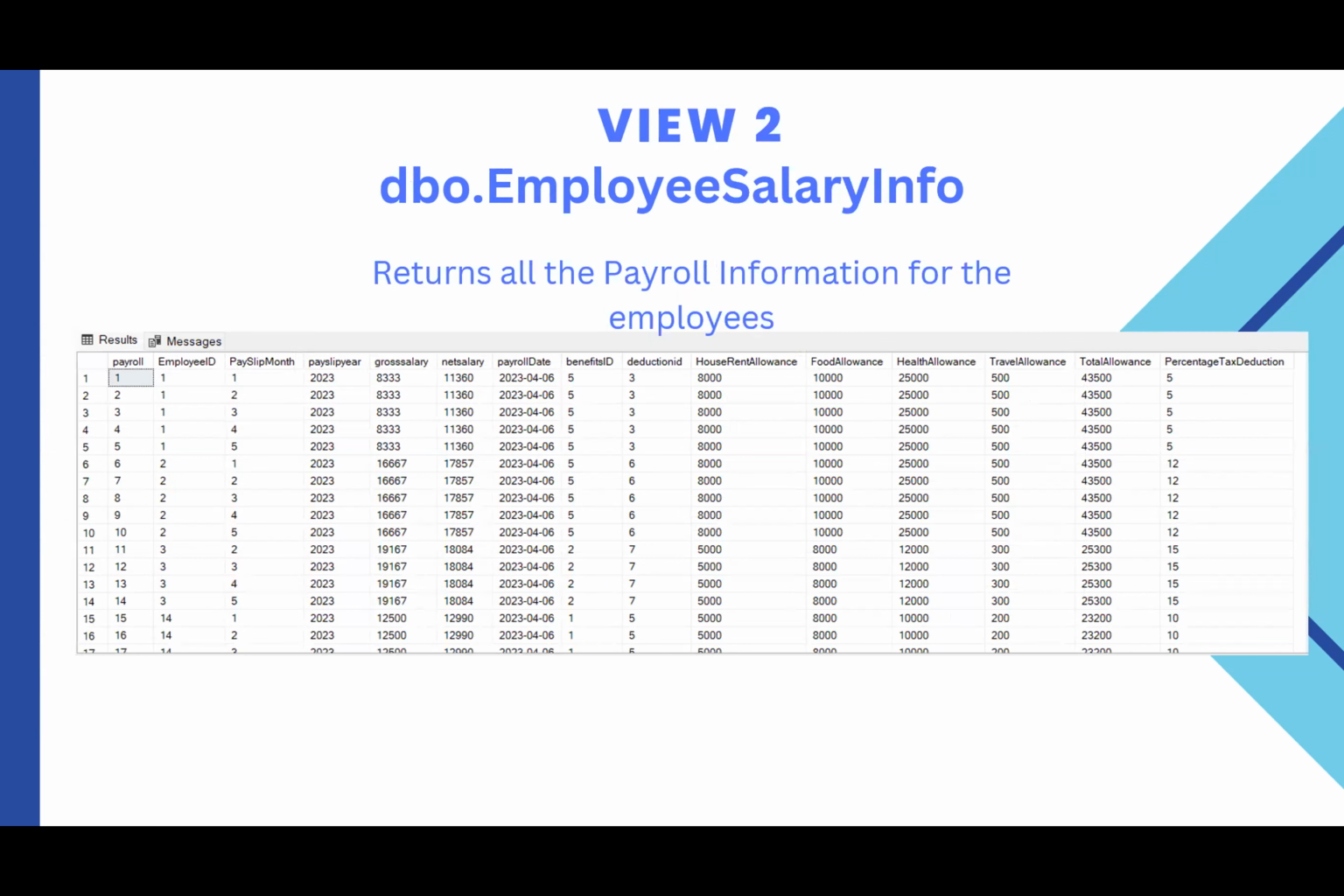The salary information view. Over here, we're just talking about the payroll information, the pay slip month, etc. We're taking data from a payroll table, designation table, benefits table, and tax deduction table, as you can see. And we've also made use of an inner join with a variable table to relate the data. Next slide, please.